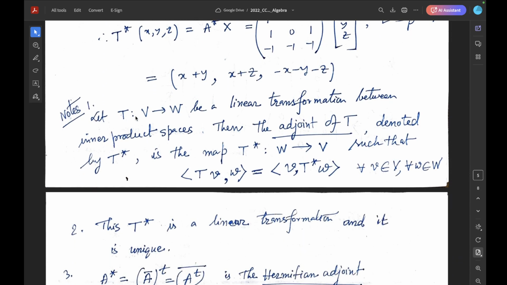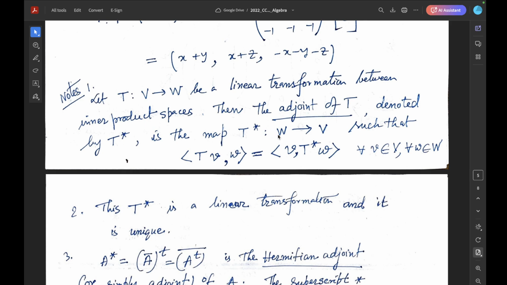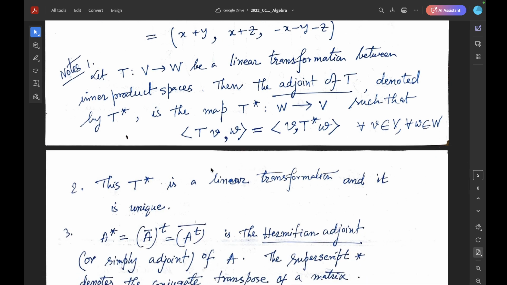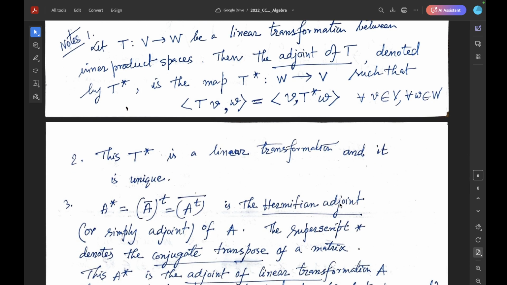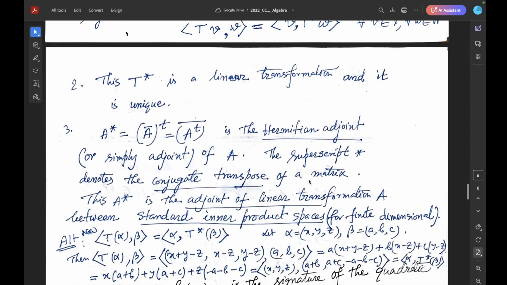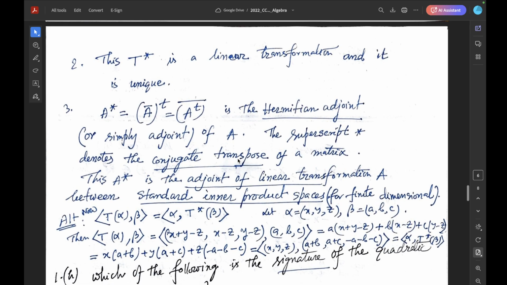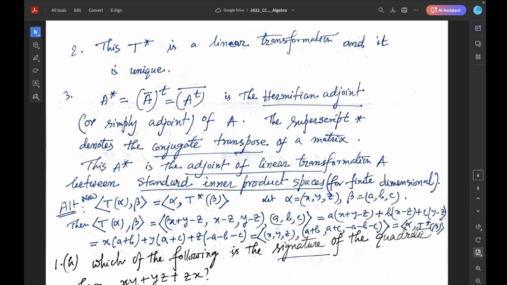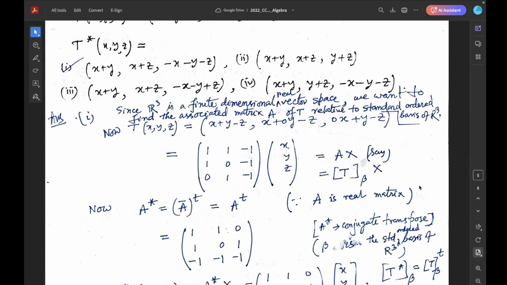Note 1: let T map V to W be a linear transformation between the inner product spaces V and W. Then the adjoint of T, denoted by T star, is the map T star from W to V such that the inner product of T v comma w equals the inner product of v comma T star w, for all v belonging to V and for all w belonging to W. This T star is a linear transformation and it is unique. This A star matrix, that is A bar transpose or A transpose the whole bar, is the Hermitian adjoint or simply the adjoint of A. The superscript star denotes the conjugate transpose of the matrix A. This A star is the adjoint of the linear transformation A between standard inner product spaces for finite dimensional vector spaces. So the correct option is 1 here.